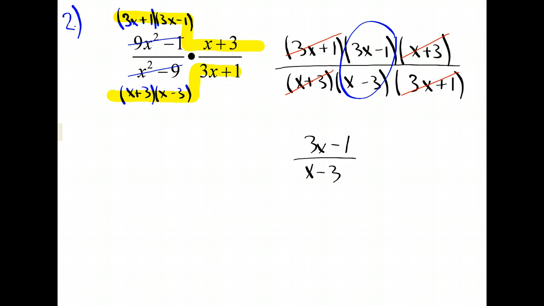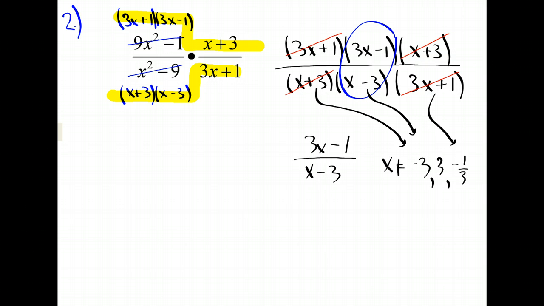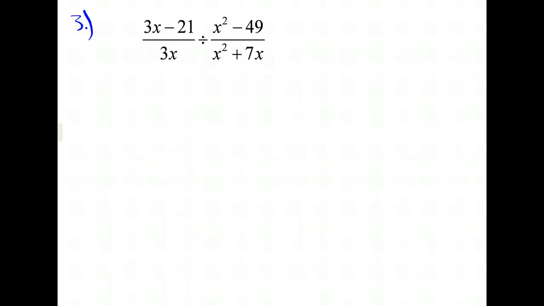And then the denominator cannot be 0, so we have restrictions on our x values. Our domain is restricted from values negative 3 coming from here, positive 3 coming from there, and negative 1/3 coming from there.